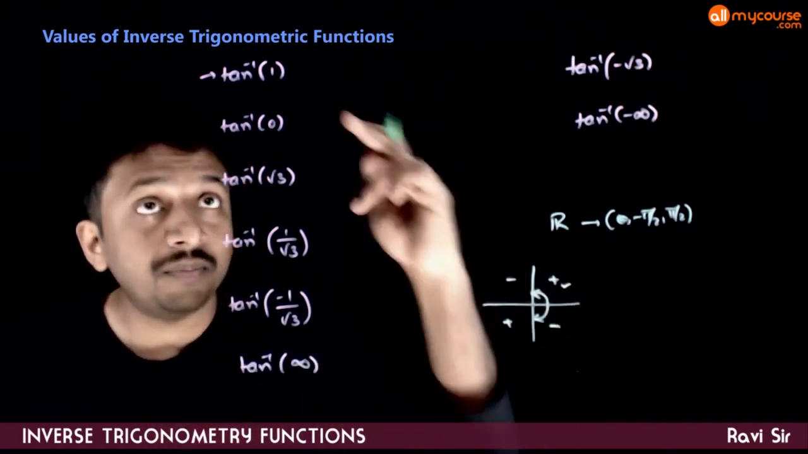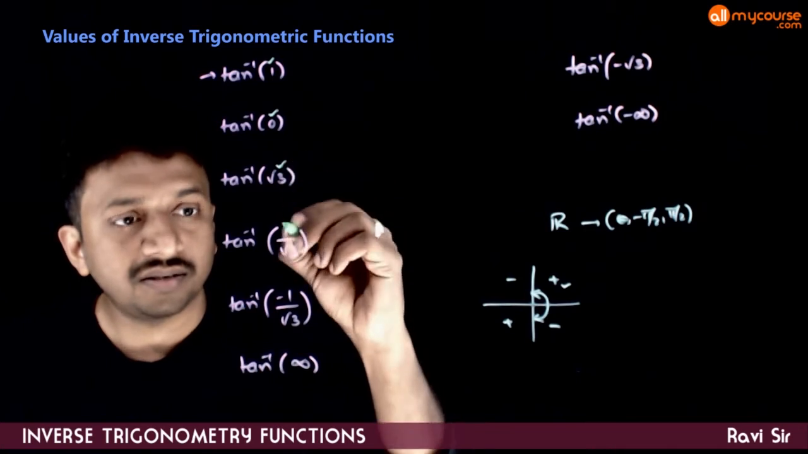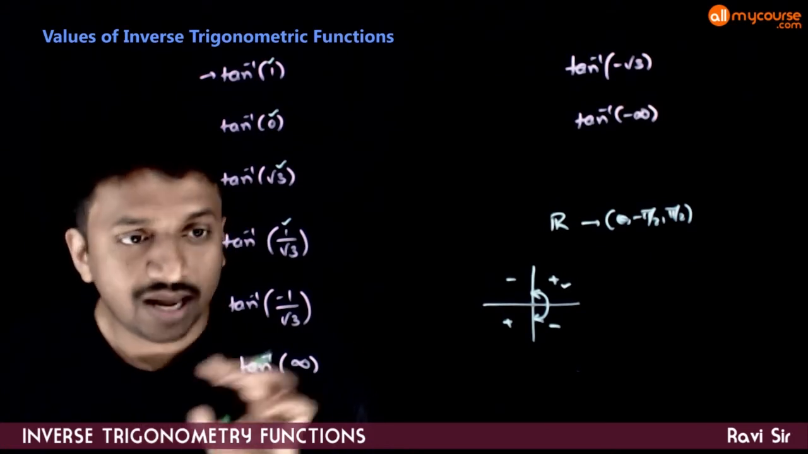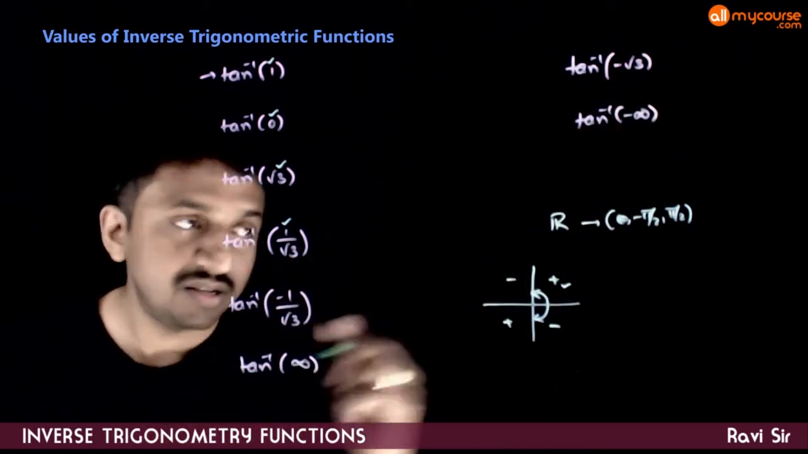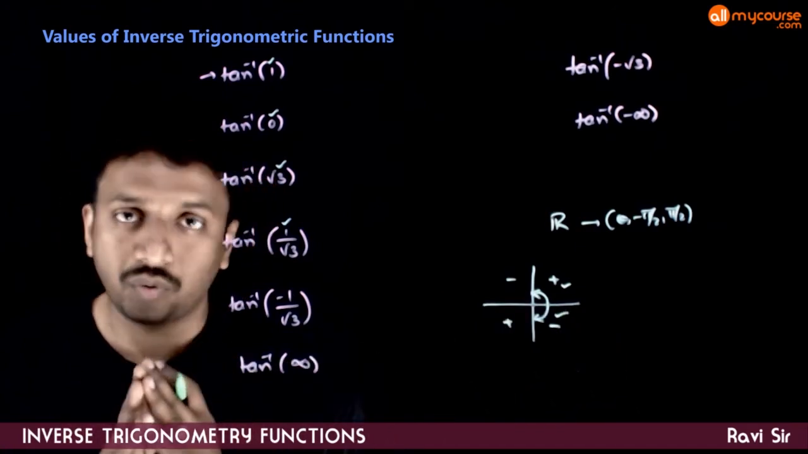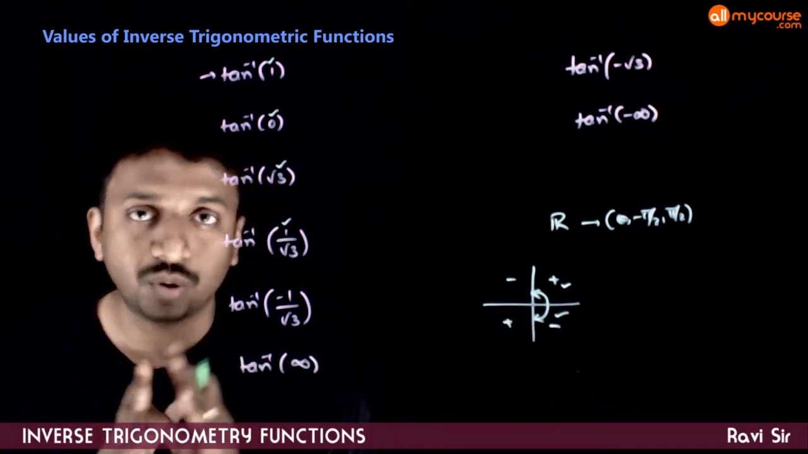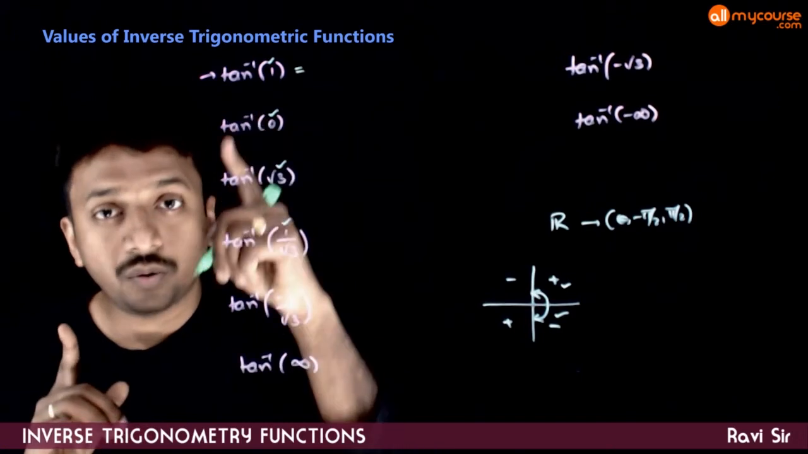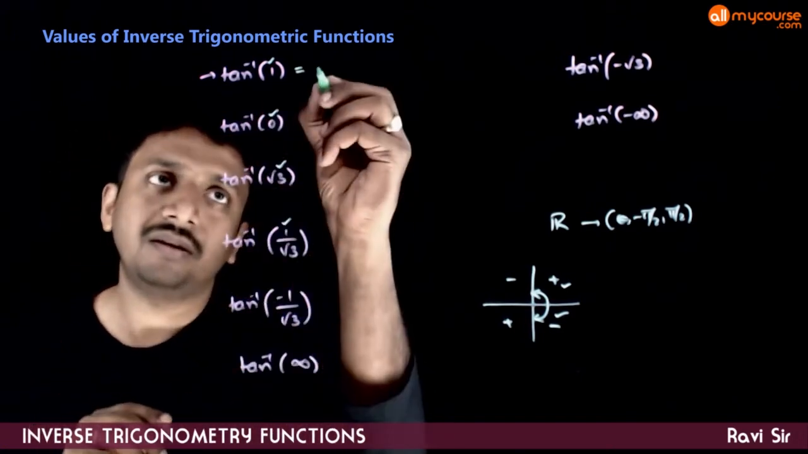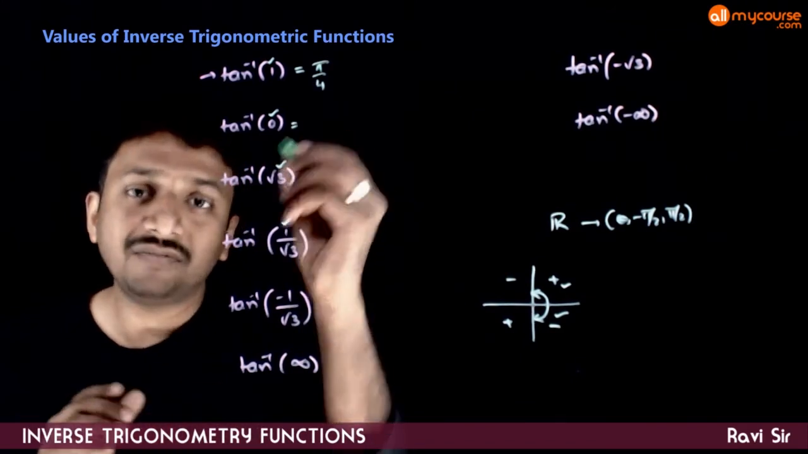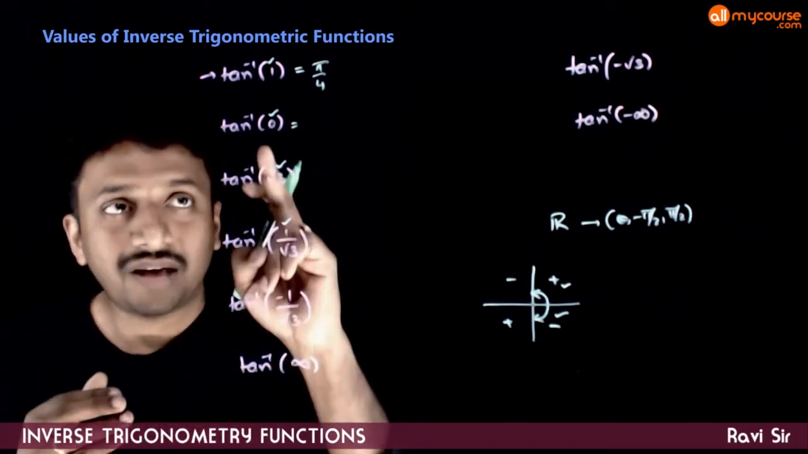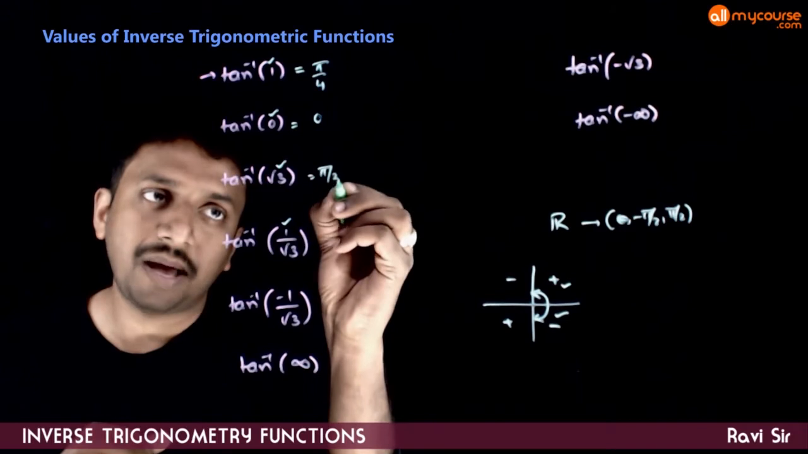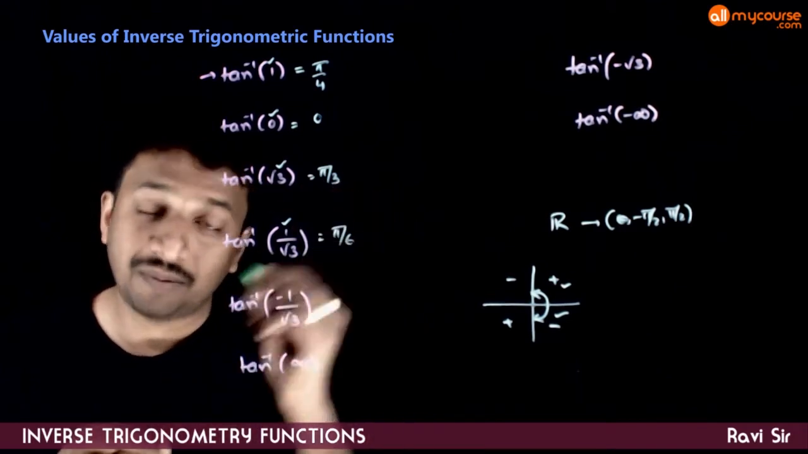That is, if a positive number goes inside tan inverse, the answers will be angles in the 1st quadrant. And if negative numbers go inside tan inverse, the answers will be angles in the 4th quadrant. So remember this. Tan inverse of 1: the question is, for what angle is tan theta 1? Pi by 4, right? Tan inverse of 0 corresponds to what value? The value of tan is 0, so 0. Root 3, pi by 3. 1 by root 3, pi by 6.